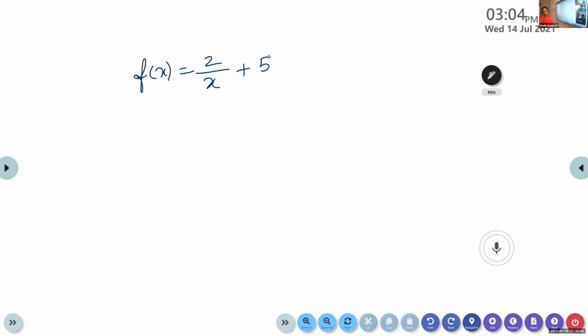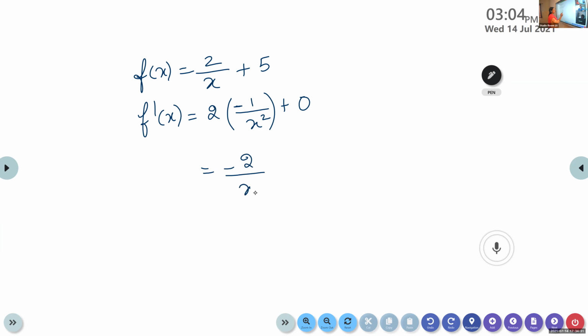For proving this one, what can you do? You find f dash of x. What is f dash of x? 2 into, what is the derivative of 1 by x? The derivative of 1 by x is minus 1 by x square, isn't it? Plus, what is the derivative of 5? It is 0. So we get minus 2 by x square.